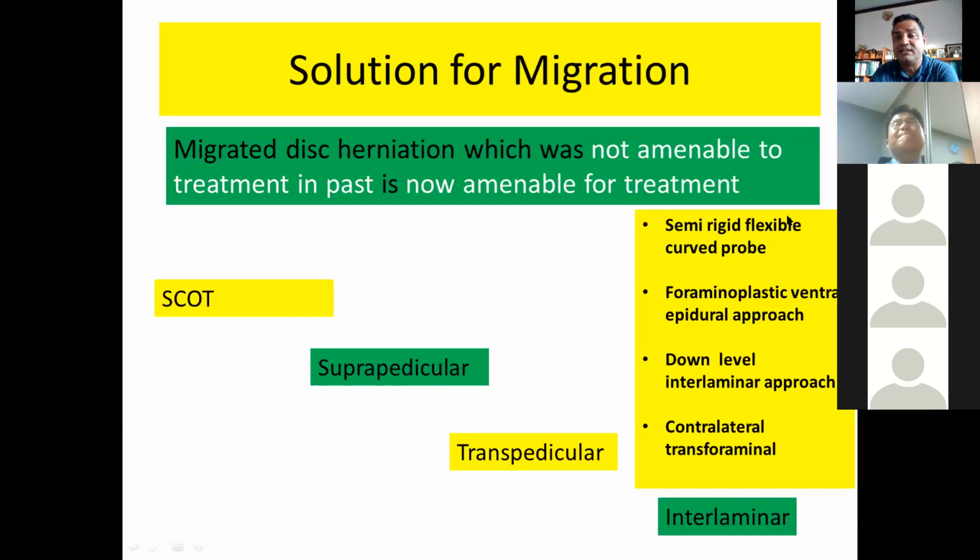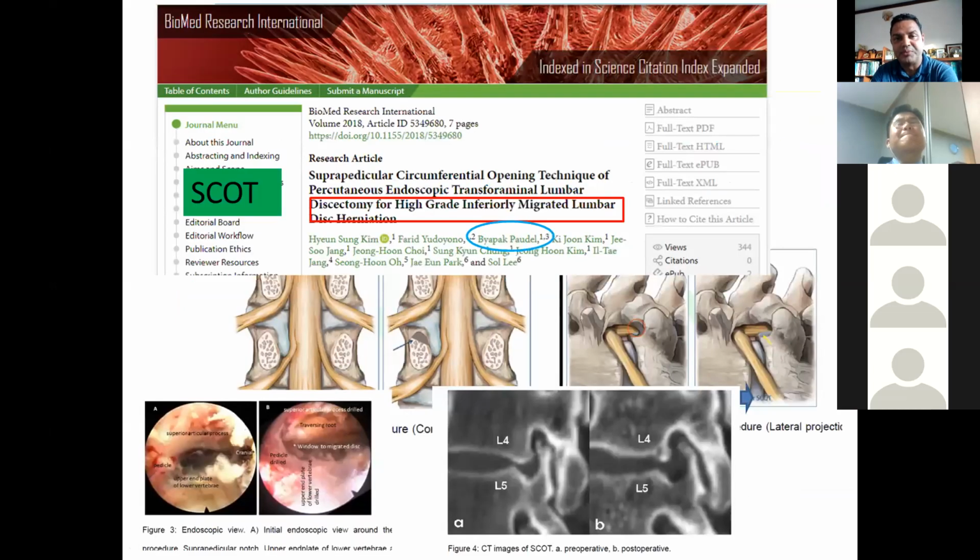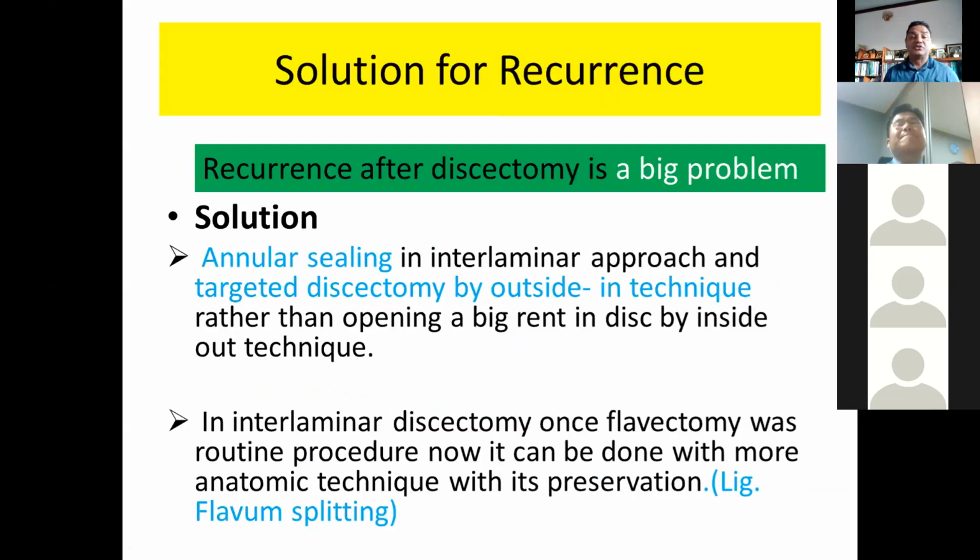By use of rigid and flexible curved probes, we have the foraminal bent approach and different approaches like the down-level interlaminar approach and the contralateral transforaminal approach. So we have techniques, we have instruments, and we have different methods to tackle these migrations. And there is a lot of literature suggesting that migrated discs can be treated endoscopically. This is the SCOT technique. And we have the solution for recurrence also. Recurrence is a big problem.